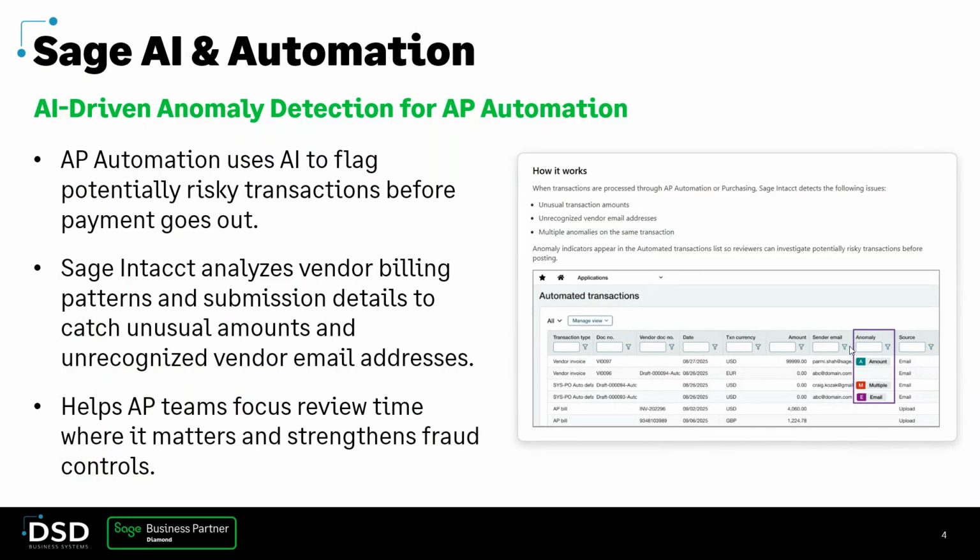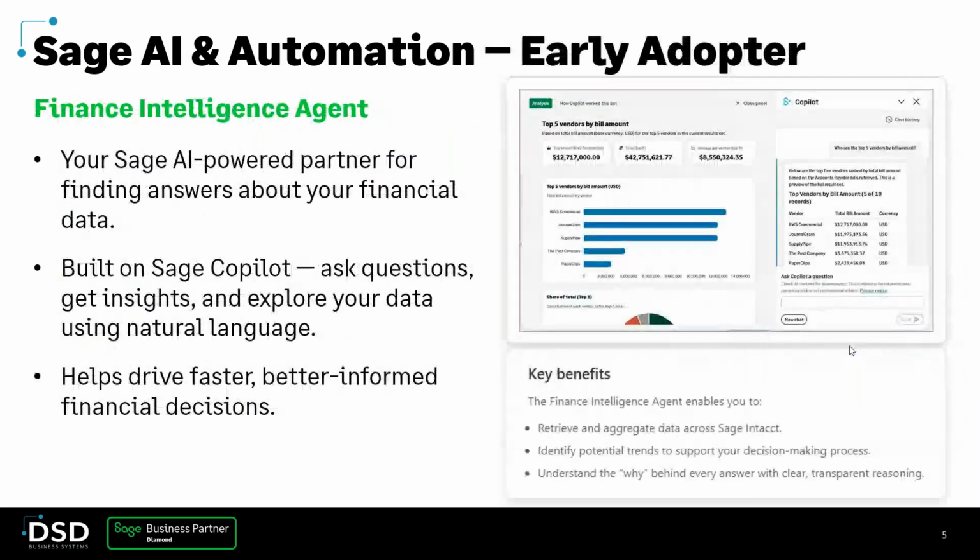Do you have an amount that is unusual on the transaction? Or you may see where it says multiple, where it identified several things on that transaction that are kind of out of the norm. So, okay.